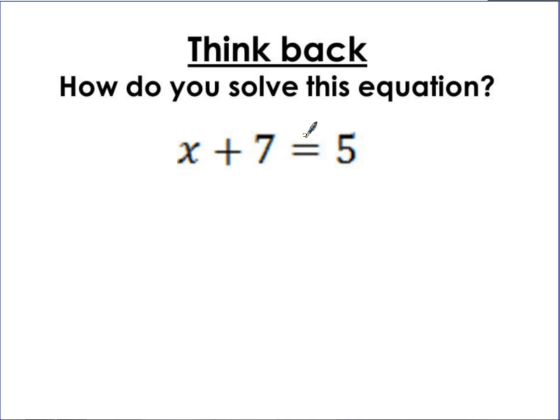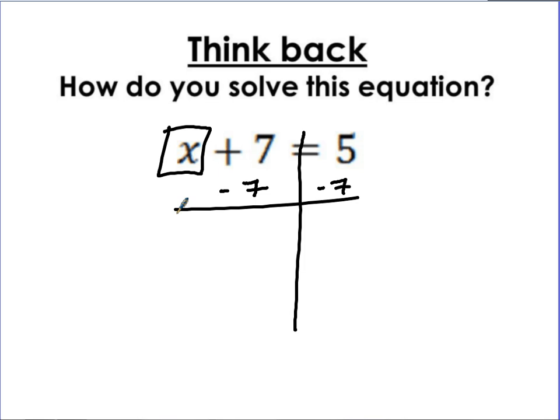So if I was going to solve this equation, which we just took a test on, my first step would be to get rid of plus 7. So I would subtract 7. And over here, the only thing left over is x because these go to 0. And here I get negative 2. And my answer is x equals negative 2.